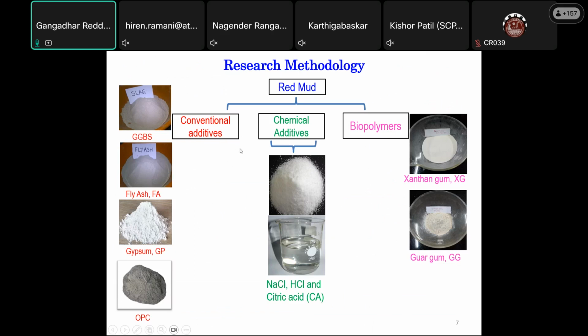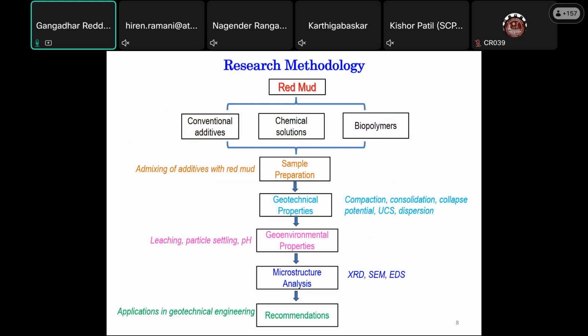So I would be focusing more on the characterization, on how the material behaves, especially when it is added with the biopolymers and some conventional materials. We can see the entire methodology is divided like how we have done. What kind of geotechnical properties I had conducted, and coming to the leaching. I have not included slides related to particle settling.